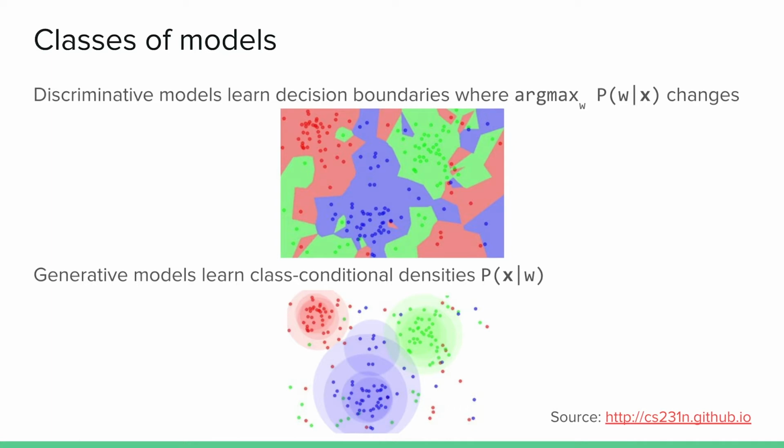A different class of models is a generative model, where we typically learn class conditional densities, where we learn the underlying distribution directly. This is most often the case when we work with unsupervised learning.